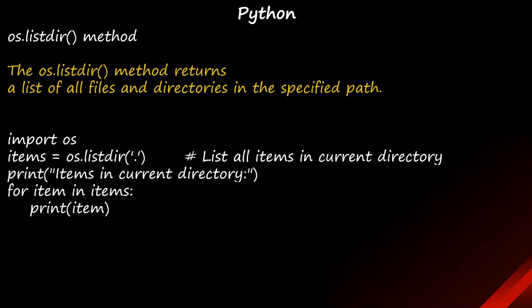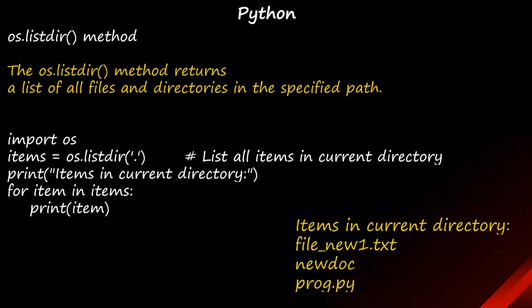Because there are so many files, you should iterate one by one. So for item in items, print all the items. This will give all the information in a directory. If you consider a directory which has a file, a new doc, and a program.py, it is a combination of files and directories. This will print all the information in a directory.